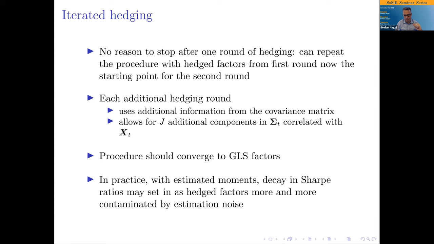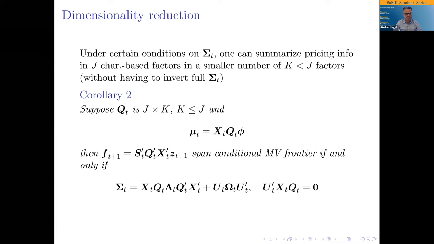Okay, and then the third part is dimensionality reduction. This asks: are there conditions on the conditional covariance matrix and on the expected return relationship to the characteristics that allow one to summarize the pricing information from J characteristics-based factors into a smaller number of K factors? And again, without having to invert the full covariance matrix, and actually without having to invert even a J by J covariance matrix.